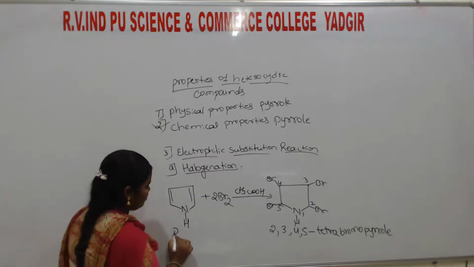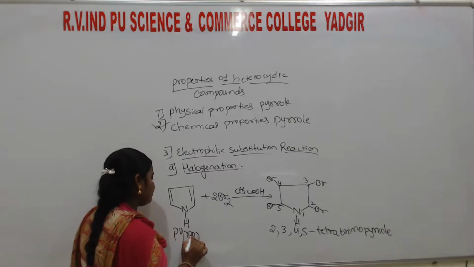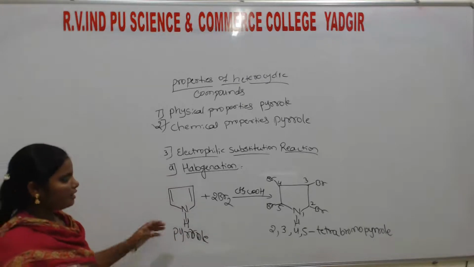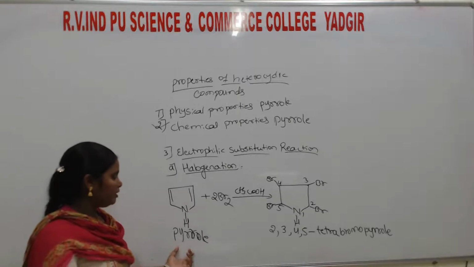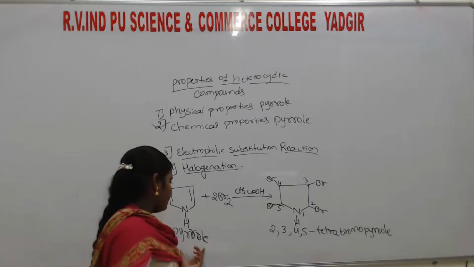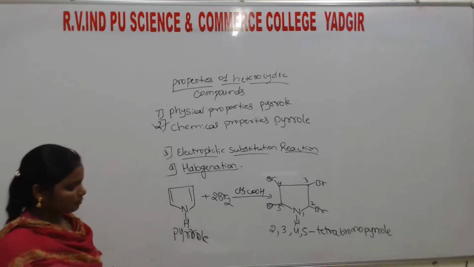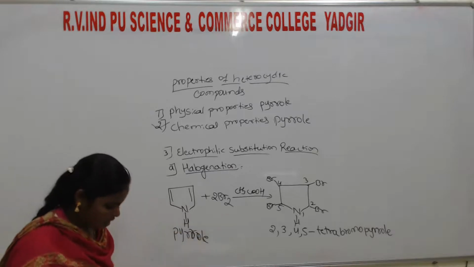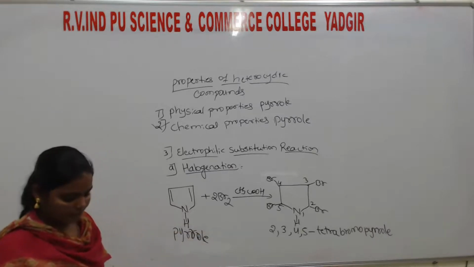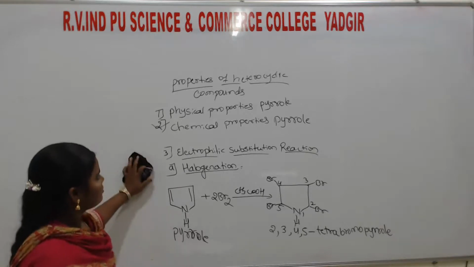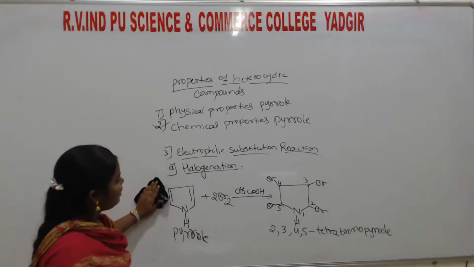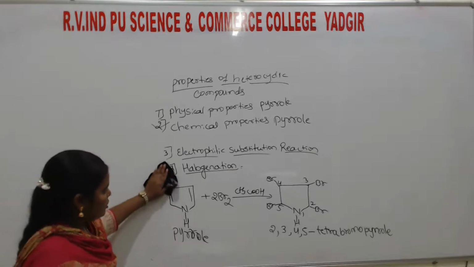This is the pattern: in the examination you must write the name of the substances. Any reactant or reagent you have used, write its complete name. You must write the name here. You know this is the halogen. Next, this is the halogenation.